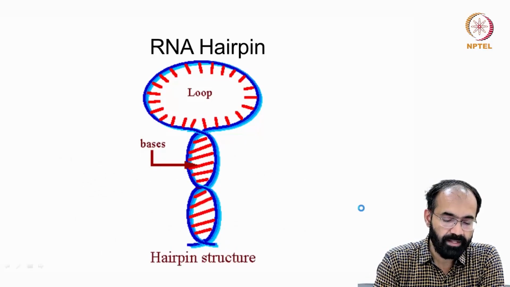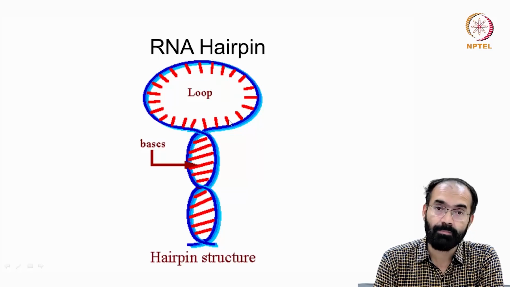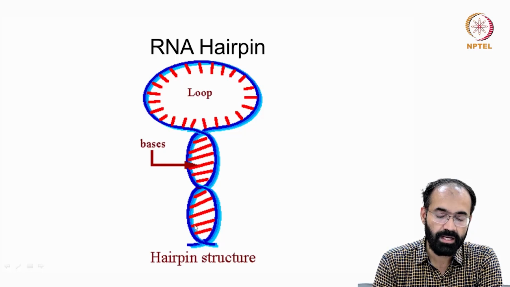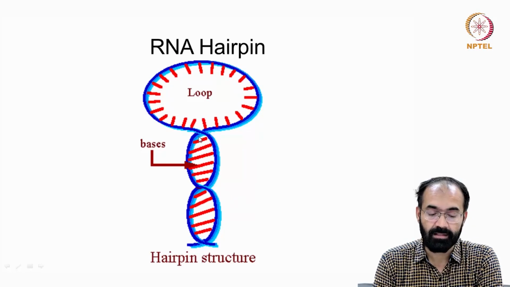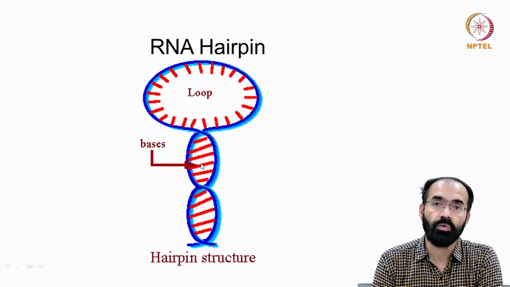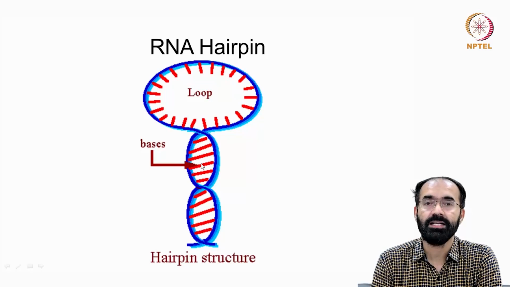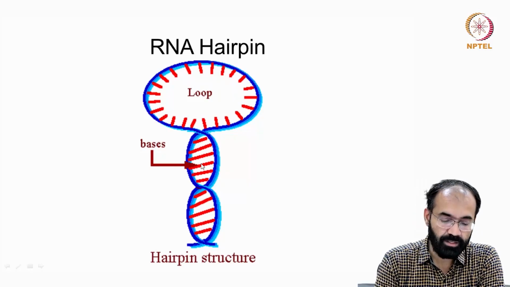What you see here is a loop region. That means it does not form any pairing, it does not find any complementarity. Whereas at the bottom, as you come down, you see some pairing. That means Watson-Crick base pairing. Like we told you in yesterday's class, A pairs with T in the DNA, or A pairs with U in the RNA, and G pairs with C. So A is adenosine, U is uracil, G is guanosine, and C is cytosine.